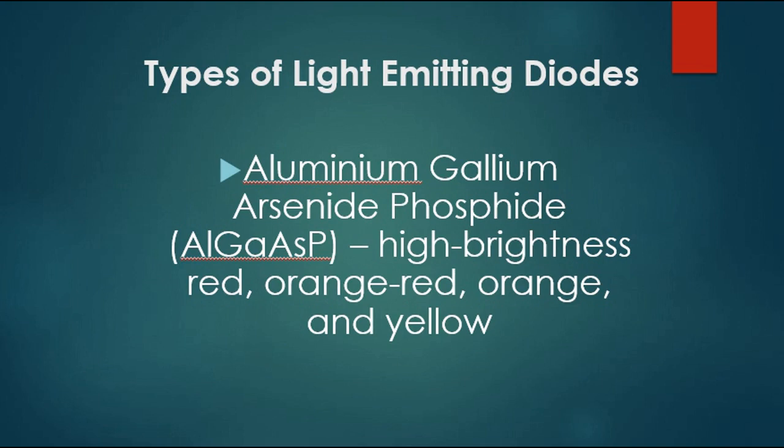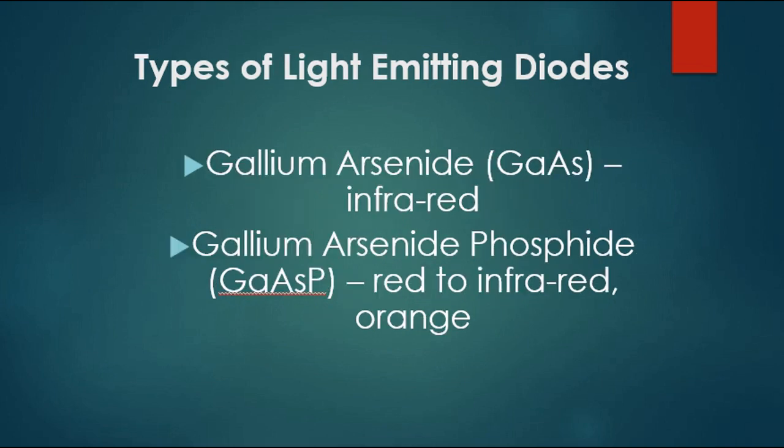Here is aluminum gallium arsenide phosphide again. What is the difference? The only difference is the aluminum. In the previous one, it was red, because it has three components.